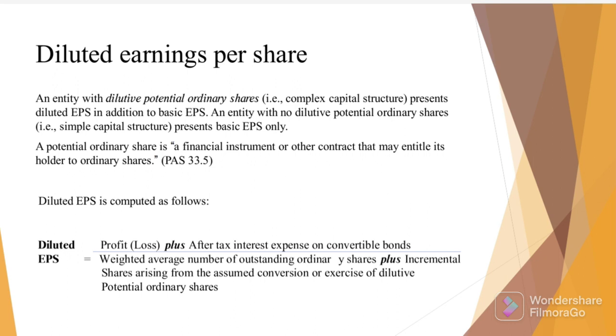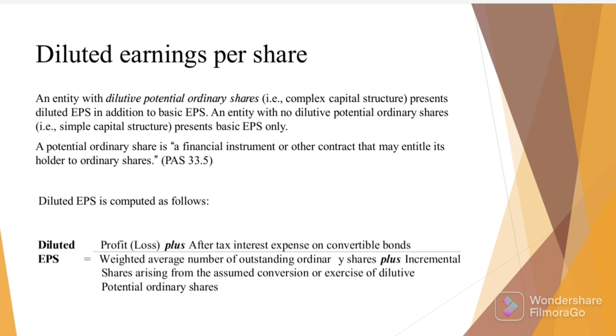Pero kapag naman yung isang entity is hindi mahina yung kakayahan or yung potential niya na magkaroon ng ordinary shares, simple capital structure lang, hindi pinipresent yung diluted earnings per share. Kumbaga, basic earnings per share lang yung gagamitin. Potential ordinary share is a financial instrument or other contract that may entitle its holder to ordinary shares. Ang example nito ng potential ordinary share is yung convertible preference shares and convertible bonds.